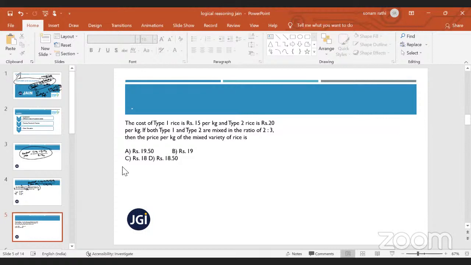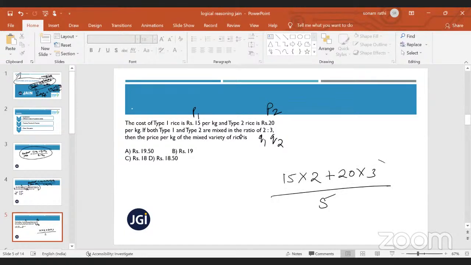Tell me the answer. Rice: P1 you know, P2 you know, Q1 you know, Q2 you know. That's it. 15 into 2 plus 20 into 3 divided by 2 plus 3, 5. This will give you the final price per kg.